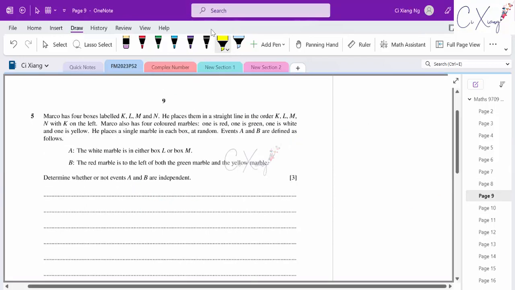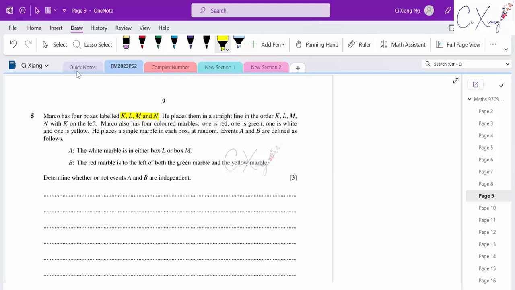Okay, so let's start question number 5. Marco has 4 boxes labeled K, L, M, N. So the 4 boxes here are different because they have different labels. He placed them in a straight line in order K, L, M, N with K on the left. Marco also has 4 colored marbles: red, green, white, and yellow. He placed a single marble in each box at random.